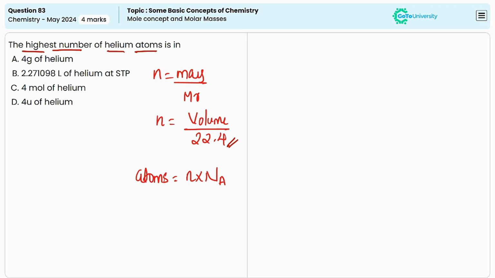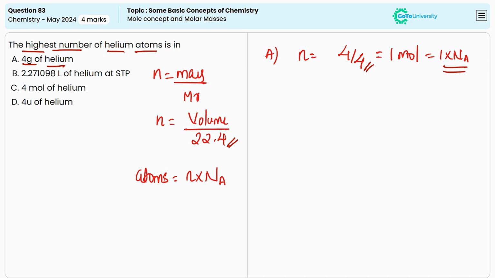Now let's come to the options given here. The first one is 4 gram of helium. Here mass is given, so we can find out the number of moles by dividing the mass with the molar mass of helium. Molar mass of helium is 4, so the number of moles will be 1 mole. Now the number of helium atoms will be 1 into Avogadro number.